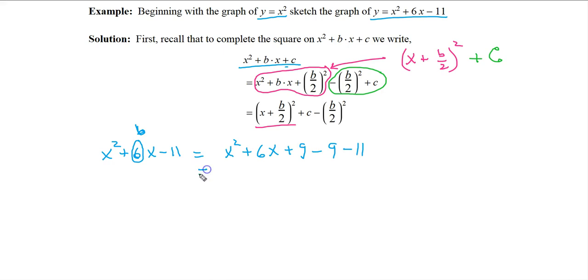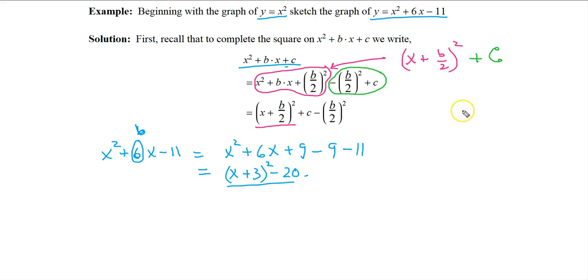Now, notice that x squared plus 6x plus 9 factors nicely as x plus 3 squared. And then we have over here minus 20. And there we go. Now we've written this function in a form where we know how to shift the graph left or right and up and down. So now what does the graph of this function look like?